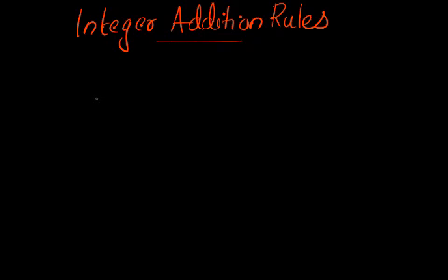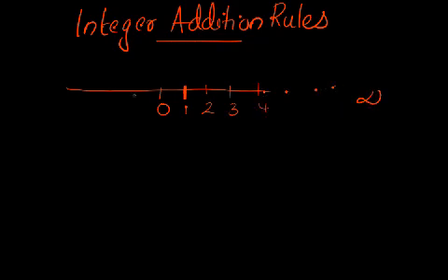So today we are going to discuss integer addition rules. So we should know what integers are. We know that on a number line we have 0 in the exact middle, then numbers 1, 2, 3, 4, etc. up to infinity to the right side, and -1, -2, -3, -4, etc. to the left side.